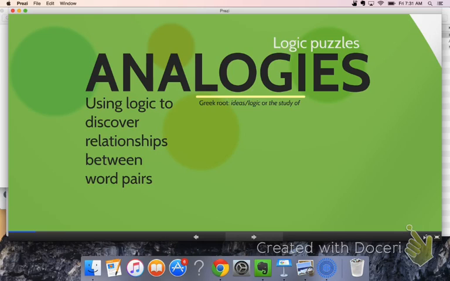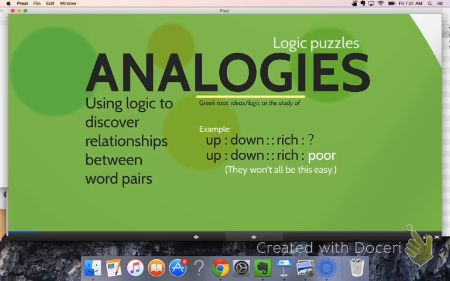So analogies use logic to discover relationships between word pairs. There has to be some sort of pattern or logical inference that can be made based on the two pairs that are presented. So up is to down as rich is to poor. And they're not all going to be this easy. So we're going to use our lecture notes to answer the remainder of that top section.